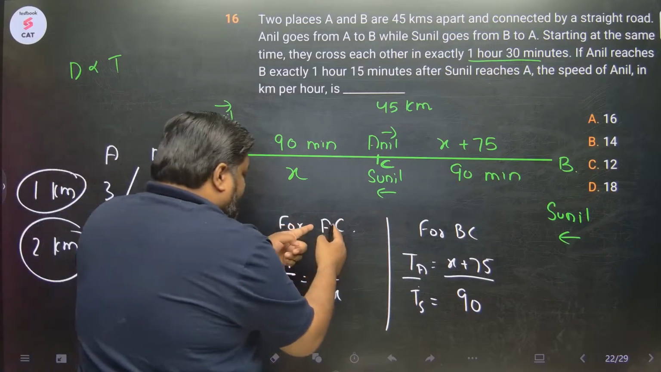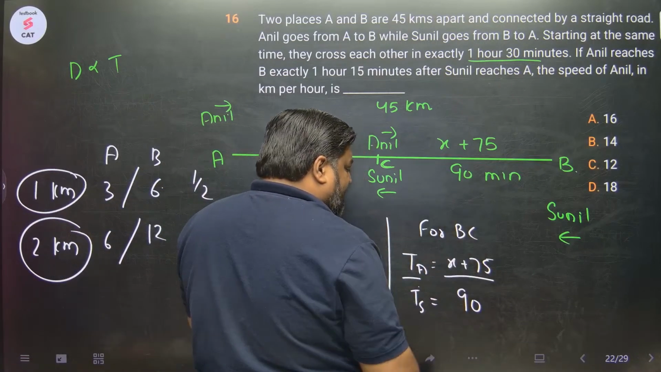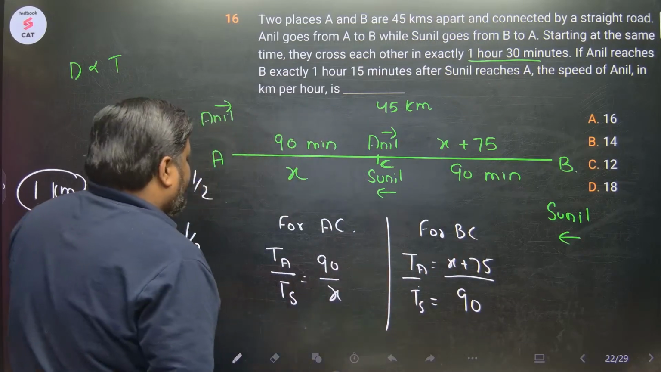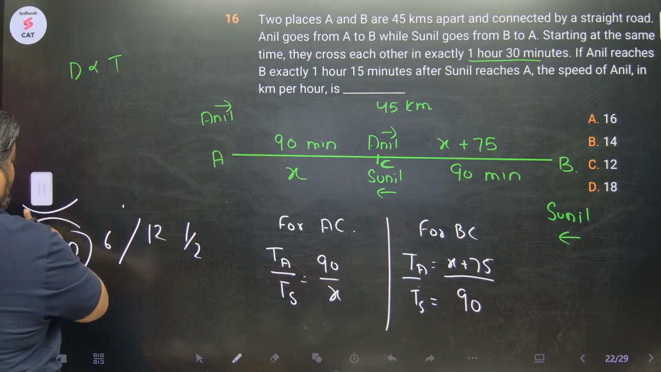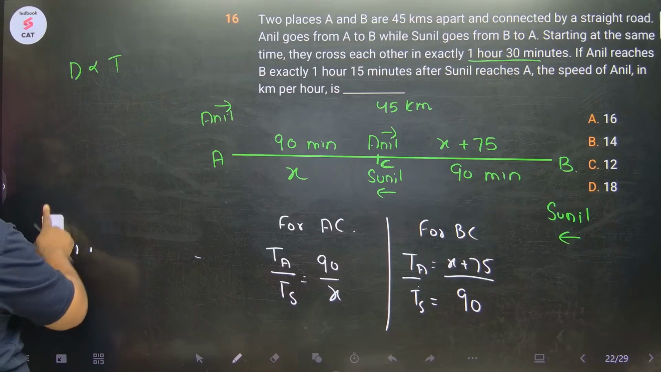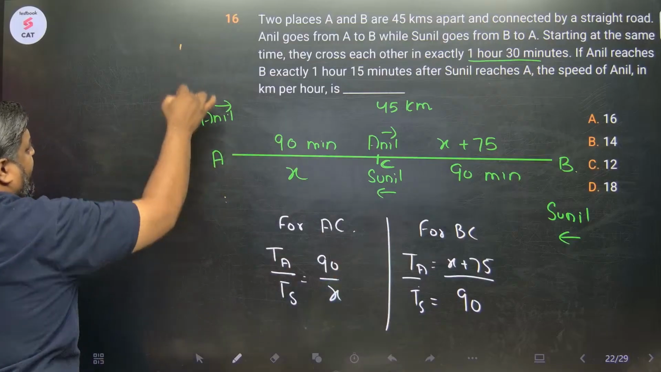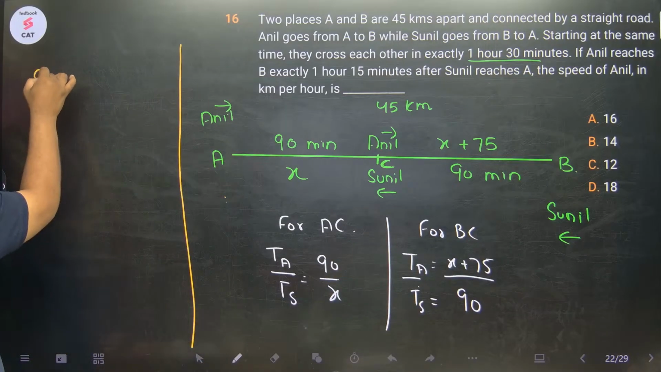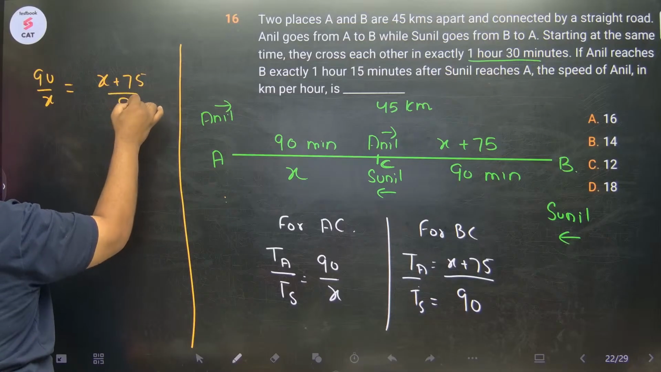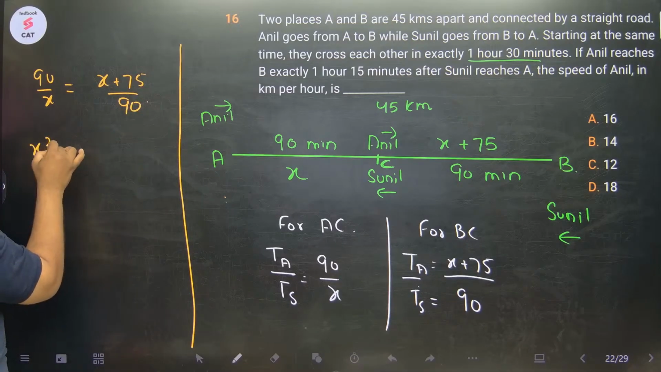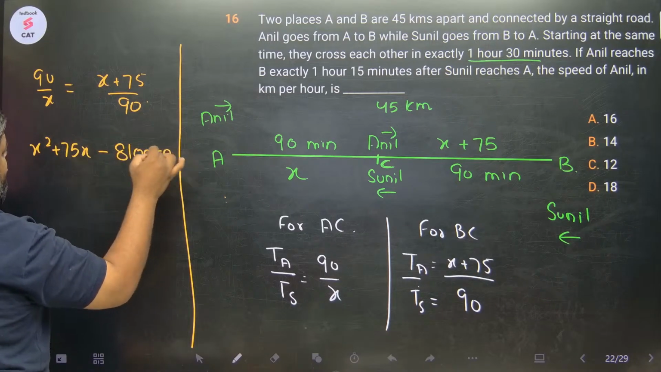सो AC दोनों ने ट्रेवल किया है, वेयर टाइम का रेशियो इज 90 अपॉन x. BC दोनों ने ट्रेवल किया है, वेयर टाइम का रेशियो इज x plus 75 अपॉन 90. So this is equal to this, and you can solve that to find the value of x. You can proudly write 90 by x equals x plus 75 by 90. So x square plus 75x minus 8100 is 0.